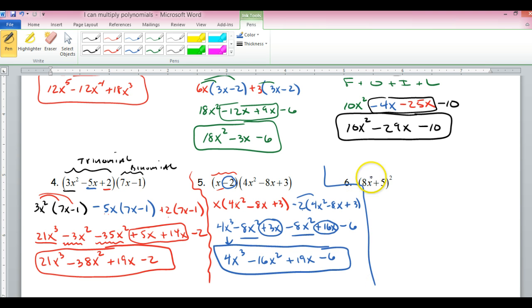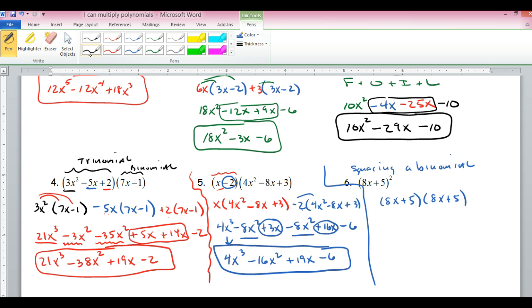Okay, now here what we are doing is we're squaring a binomial. Now, anytime you square a binomial, there is a shortcut, but I'd rather have you take this binomial you're squaring and write it out. When we square something, it's the base times itself, the number of times the exponent tells you to. So in this case, we're just going to do 8x plus 5 times 8x plus 5. And then we can go ahead and FOIL or do our distributions.